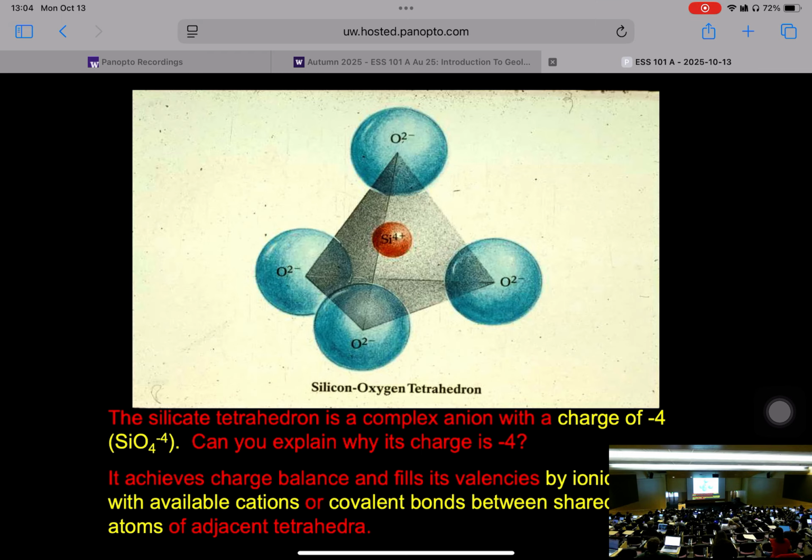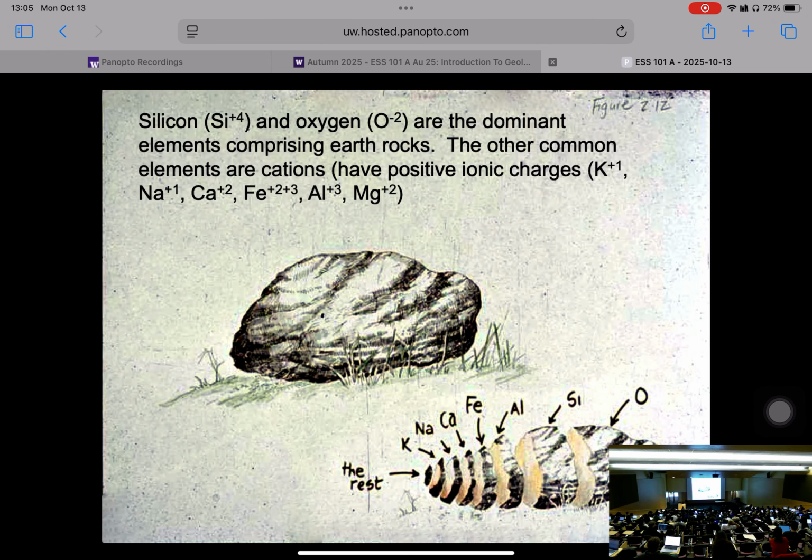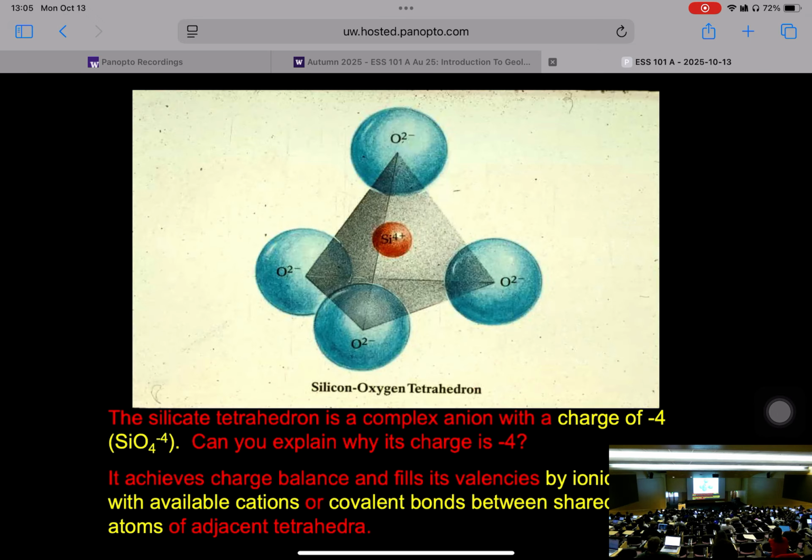The way to achieve charge balance is, one, it can form ionic bonds with available cations. So we can go back. All these are cations, so these can bond with these valencies. Each of these oxygen atoms has one valency. There's a covalent bond between oxygen and silicon. Each of these oxygens has a covalent bond between the silicon atom in its center and the oxygen atom. And that leaves one valency for each oxygen atom.